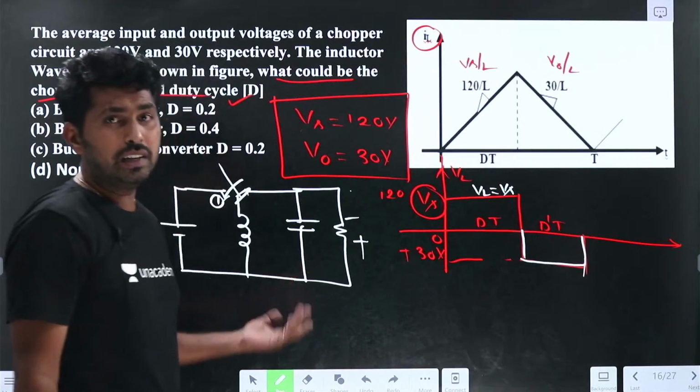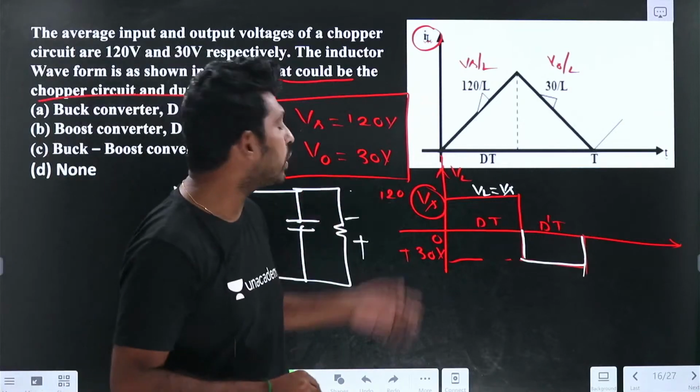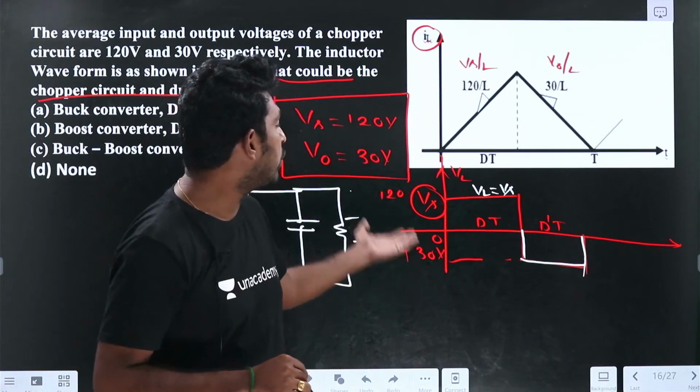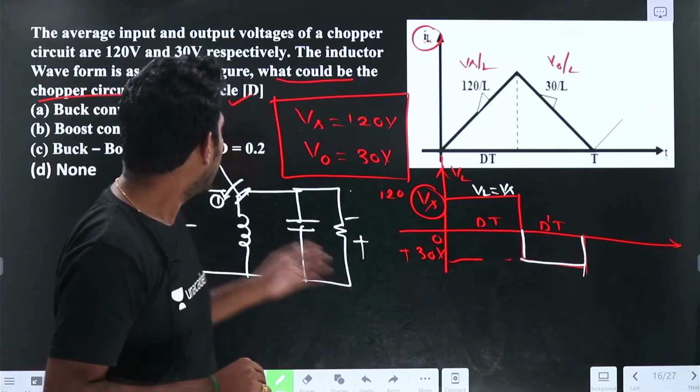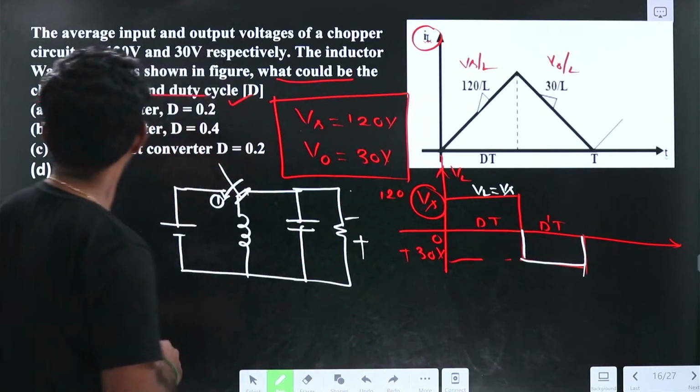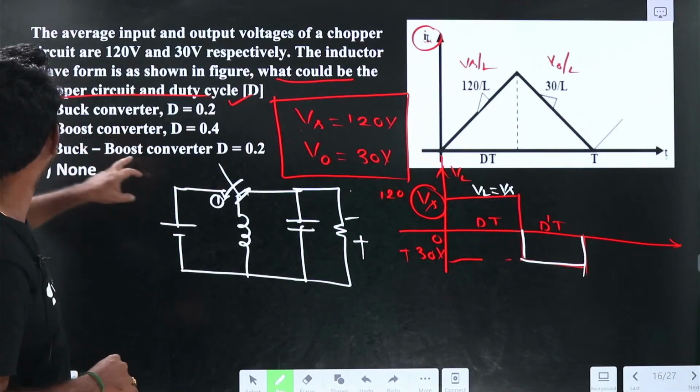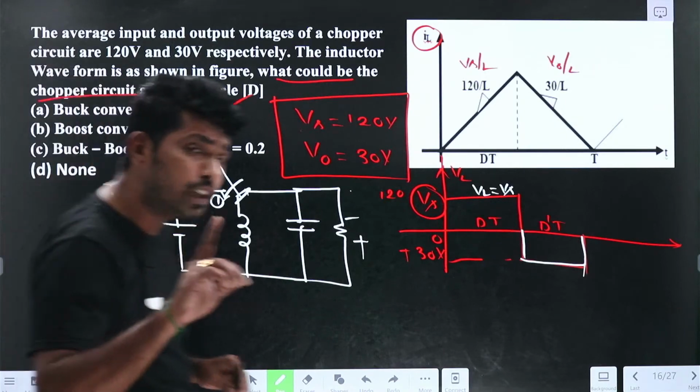V0 is given as 30 volts, Vs is given as 120 volts, and it is related to the buck boost converter. So here one option is there for the buck boost converter, option C. Here we need to find the duty cycle too.